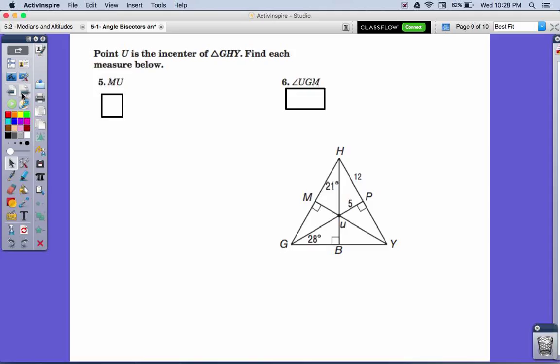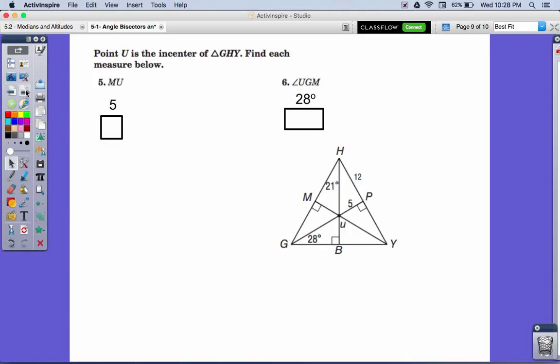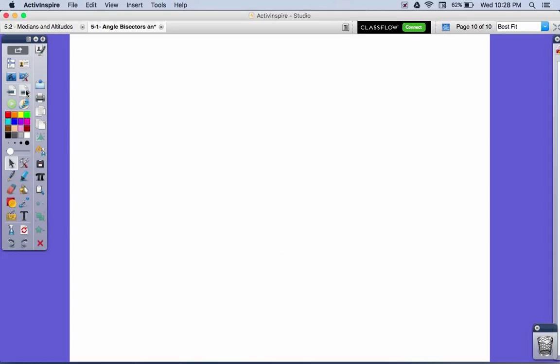Alright, so if I know that U is the incenter, then U is equidistant to each of my sides. So if UP is 5, then UM is also going to be 5. And again, that means if this is the incenter, that means that each of these are angle bisectors. So if I'm asked to find UGM, that angle measure is going to be 28. And that's it.